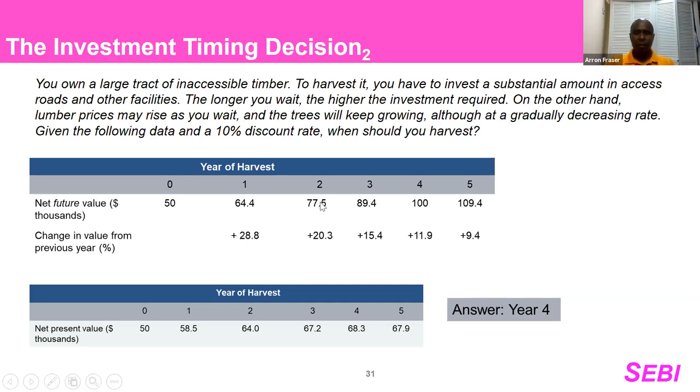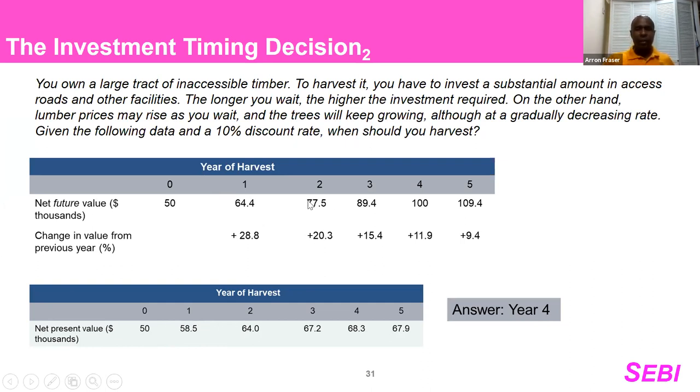And the percentage change from year one to year two would have been 13.1 upon 64.4, which would give you a percentage change of 20.3. And you go on like that, right? So that's how this percentage change comes about. And then we apply the 10% discount rate to these future cash flows, using the discount factor for whatever year. So in year one, we would have taken the cash flow of 64.4, divided by 1 plus the discount rate. So that's 64.4 divided by 1.1. That should give you 58.4.